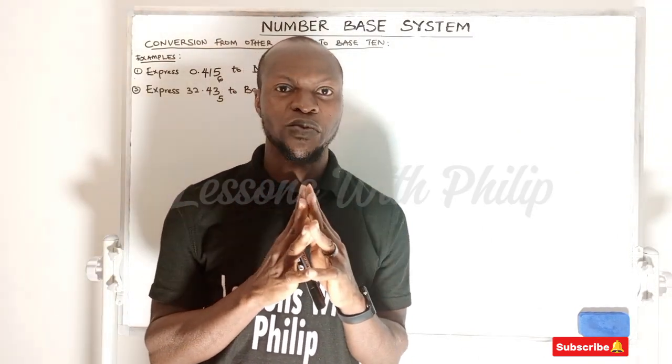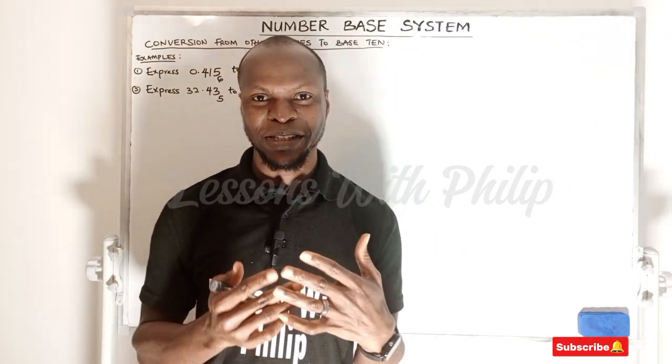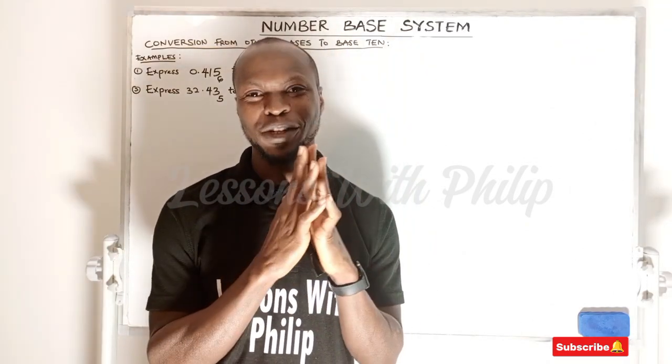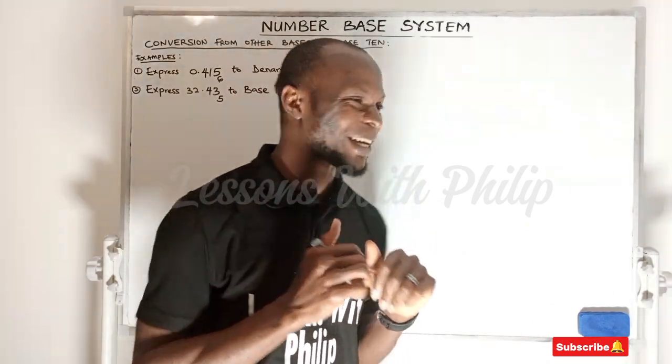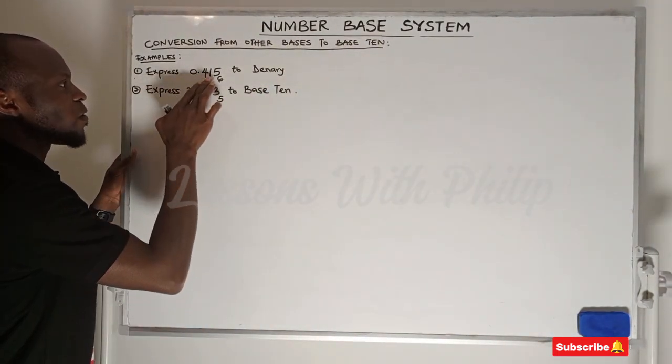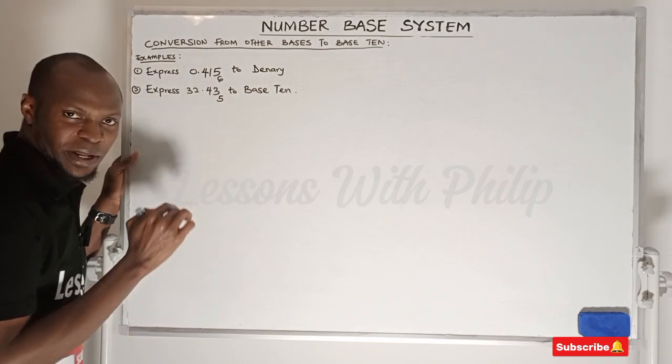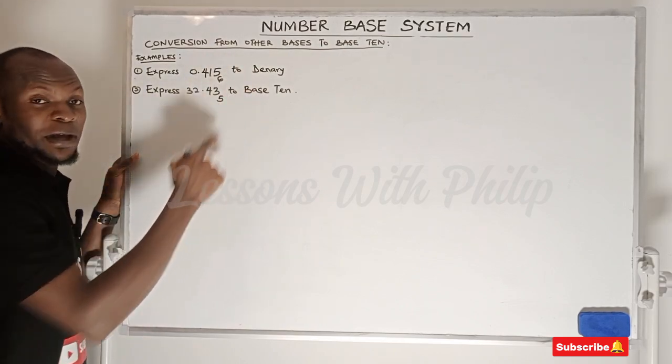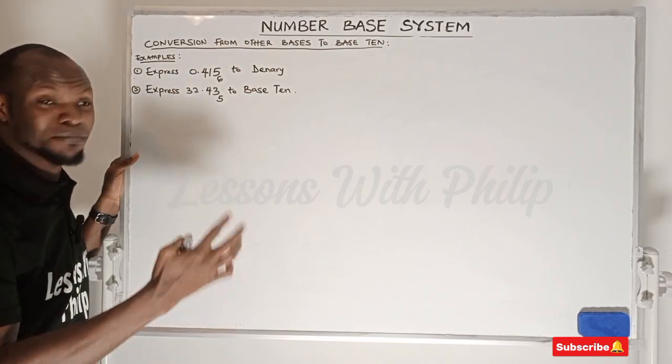And our class today will be on conversion from other bases to base 10. Now we have two questions on the board. Follow me as we solve it together, all right? Now we have to convert 0.415 to denary. Don't forget I've said denary or decimal are known as base 10.